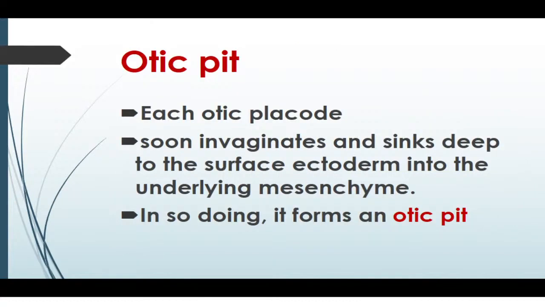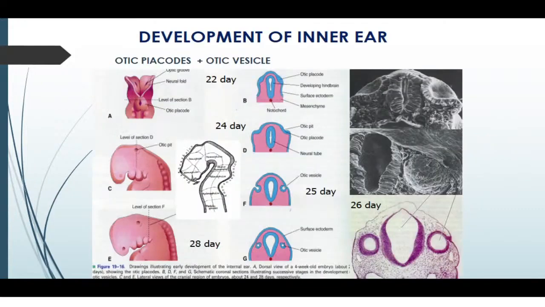Second moment, the formation of the otic pit. Each otic placode soon invaginates and sinks deep to the surface ectoderm into the underlying mesenchyme, forming the otic pit. Development of the inner ear is very well visible here. Look at this one: the otic placodes are very well seen here and here. The otic pit, again, we have seen during the formation on the 22nd day of development. The otic pit starts to form the otic vesicle.